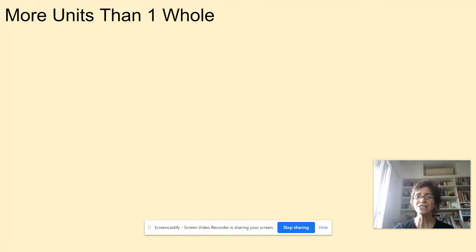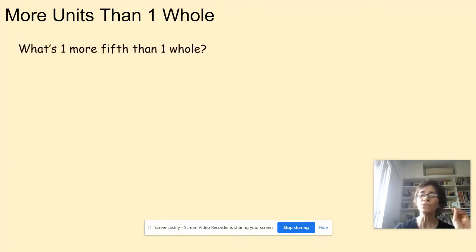Okay, first, let's look, because I noticed that this is a little bit tricky, at units that are more than one whole. So what's 1 more fifth than 1 whole? You have to always think. A fifth, you're looking at the denominator, 1/5. The denominator shows in how many equal parts I divided the whole. So if I have a fifth, it means that I divided my whole into 5 parts. And if I take all 5 parts, I'm taking the whole. So 5/5 is 1 whole. What's 1 more fifth? Well, of course, 6/5.